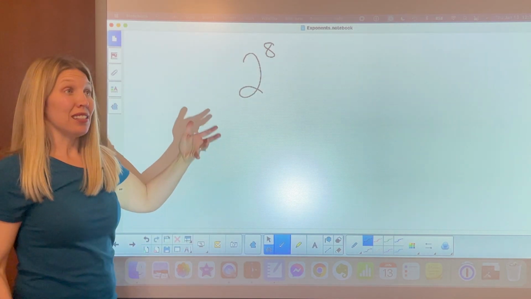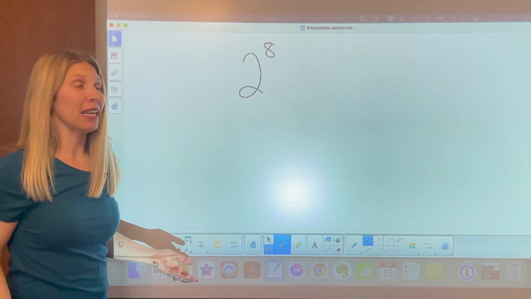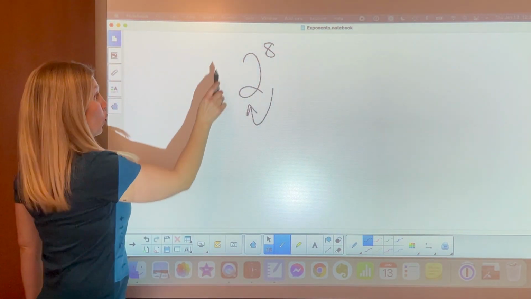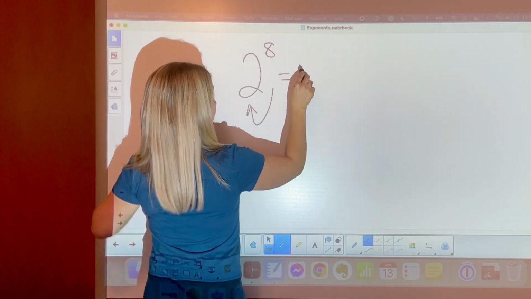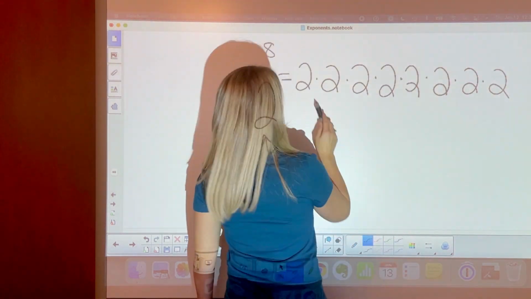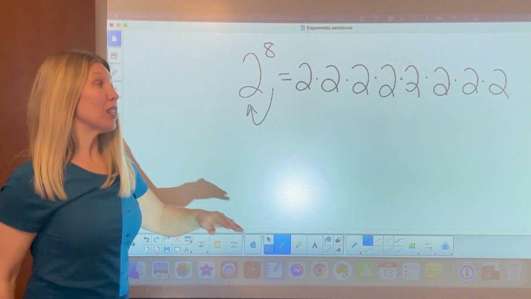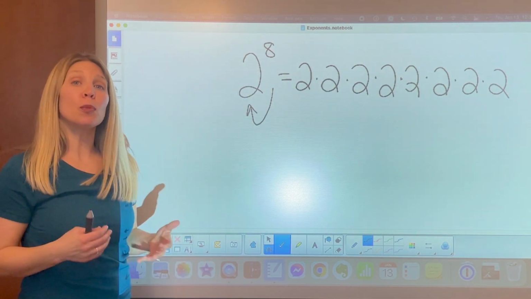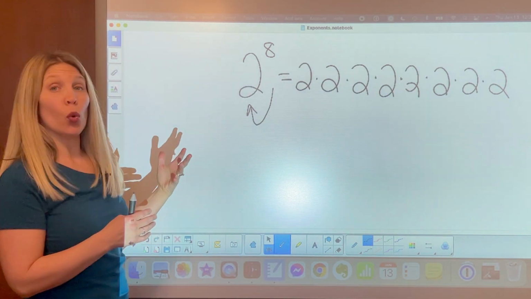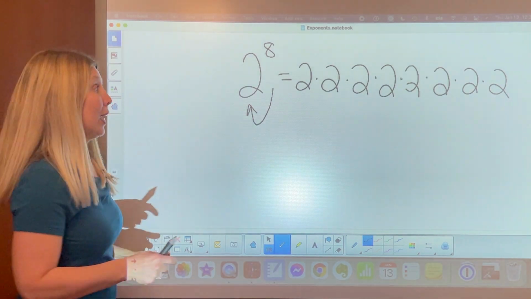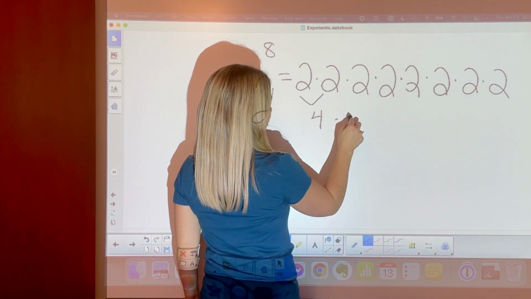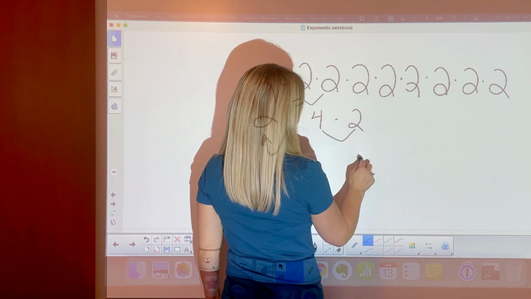Now that you know how to read this as 2 to the 8th power, what does that mean? This exponent means you want the base that many times. So what this means is I want 2 eight times. So 1, 2, 3, 4, 5, 6, 7, 8. So I have 8 2's. That's what that means as an exponent. An exponent means that's how many times you want this number. And then what we would do is go through and multiply all that. So 2 times 2 is 4. But now you have to multiply that 4 times this 2, and you get 8.